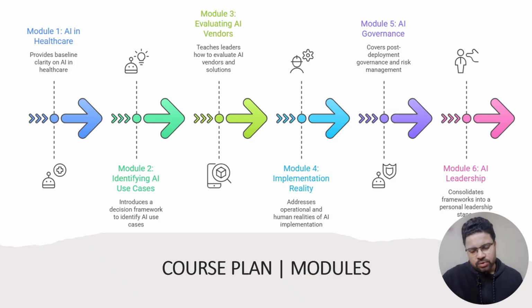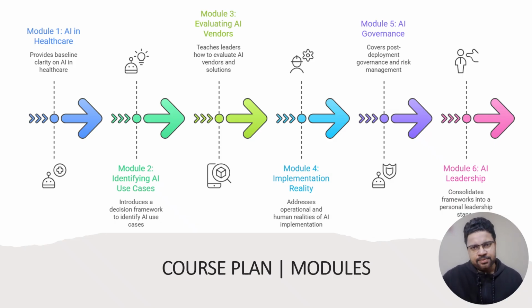So, based on those six critical questions, I have structured this course into six modules. We start with module number one, where we clarify what AI actually means in healthcare, and give you the core concepts that leaders need to understand. In module number two, we focus on identifying the right AI use cases, because one of the biggest mistakes organizations make, what I have seen, is approving AI for problems that should not be solved with AI in the first place.